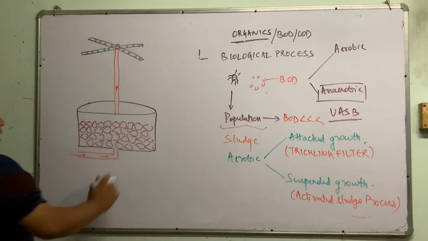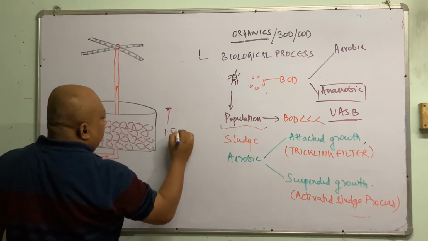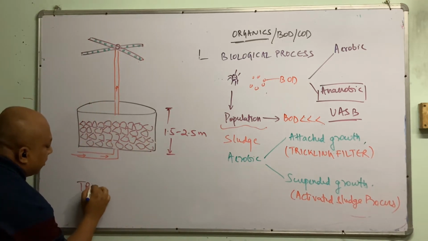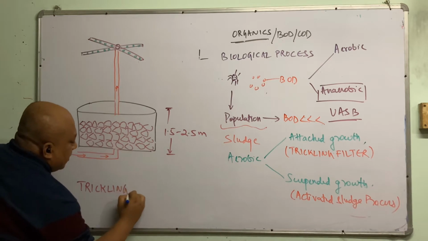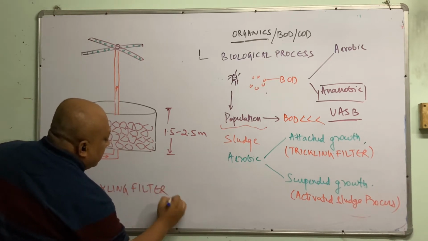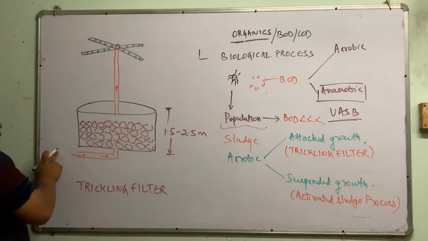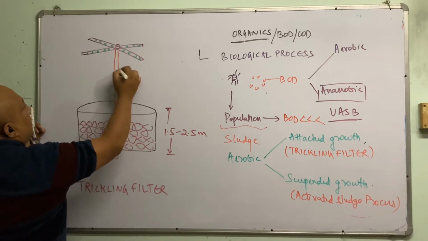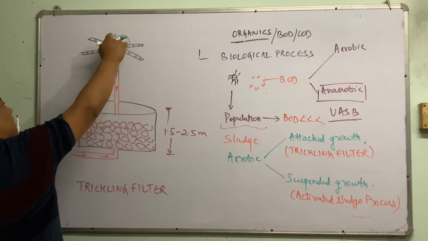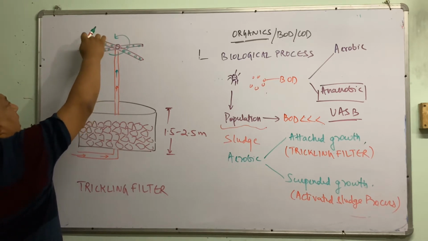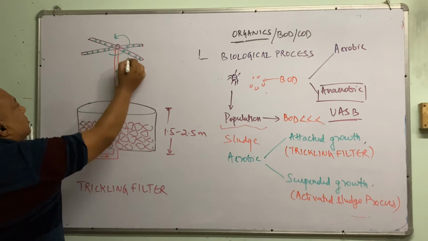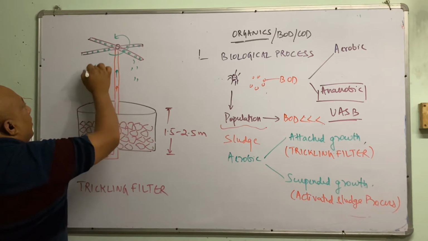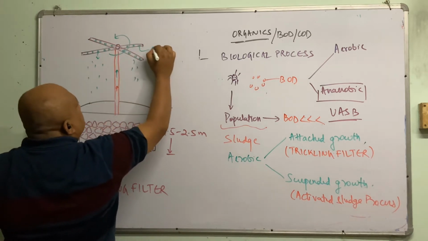See, the height may be around 1.5 to 2.5 meter. This is a trickling filter. Let me explain you a little bit of the operations. The wastewater is fed from the bottom and it's lifted up. When it is lifted up, this is like a helicopter blade. It's rotating very, very slowly. And these are all pores. From here, the water droplets will fall down. This is a nozzle.